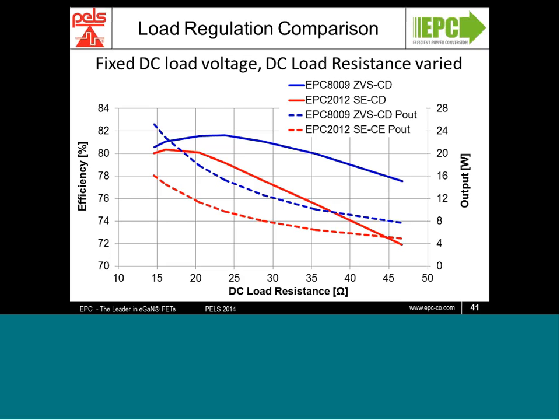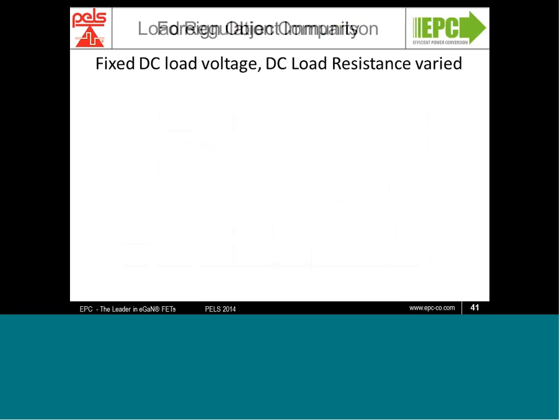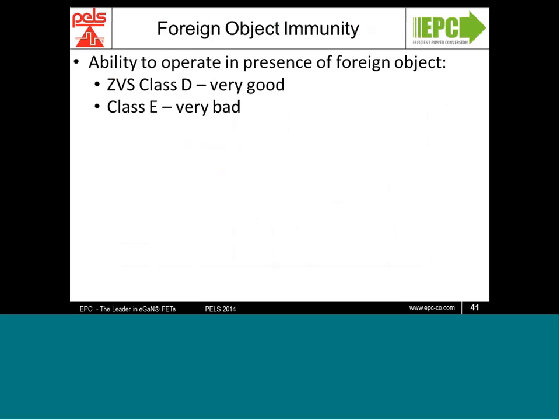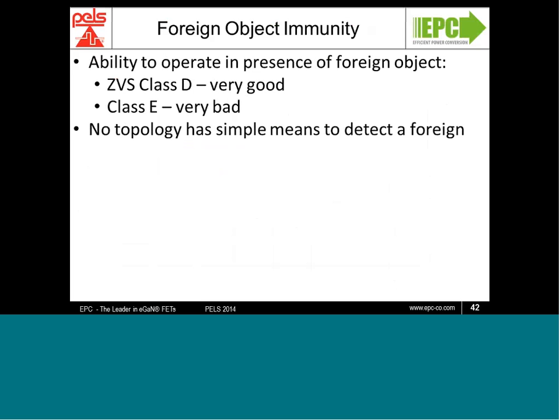Let's look at the summary of the foreign object immunity. The ability to operate in the presence of a foreign object, the ZVS Class D is very good, as we showed that it has an inherent ability to operate, whereas the Class E is very bad and requires special intelligent control to make sure that the foreign object does not cause major problems for the Class E. No topology has a simple means to detect the foreign object, but that's not a problem for the ZVS Class D.